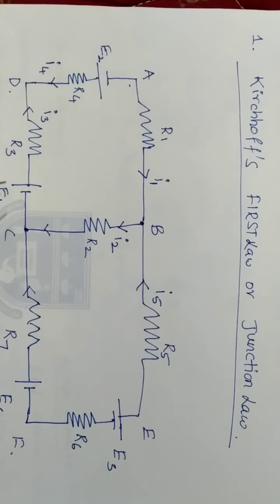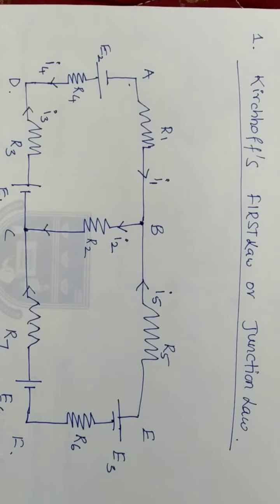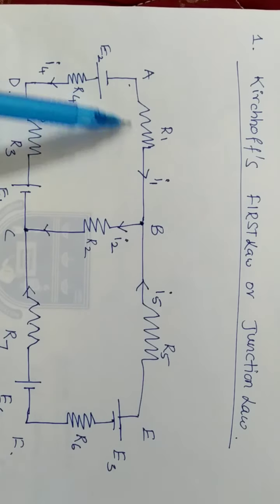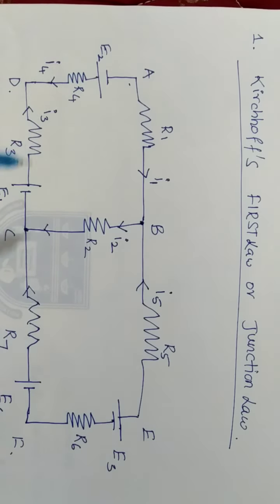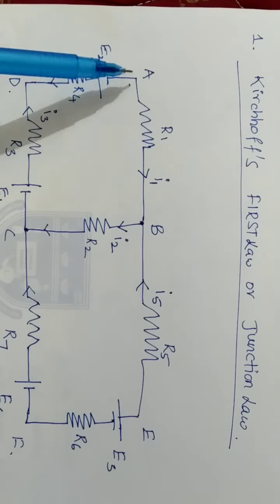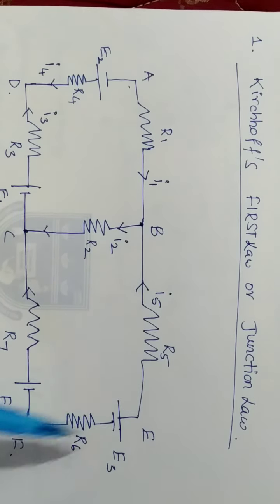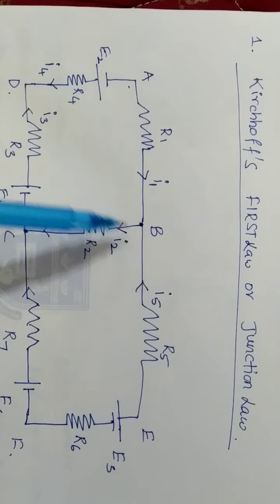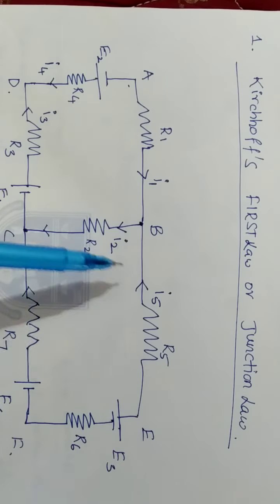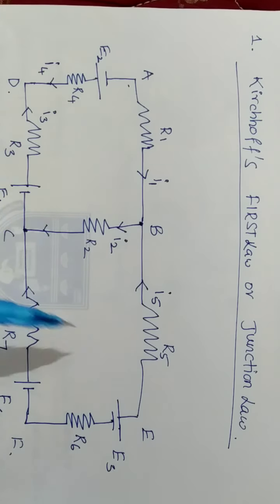One more thing you need to know is the loop. A loop is a closed path in an electrical circuit. It may be part of the circuit. Consider B, E, F, C. This whole thing is called a loop. It is a closed path and it is part of the circuit.